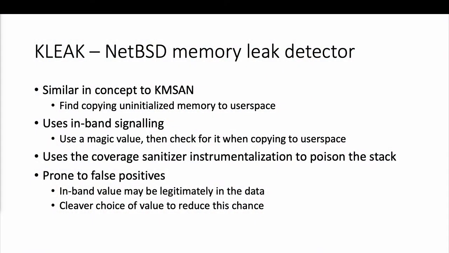Then lastly, for memory allocators, there is kleak, which is similar, but is likely to be deprecated in FreeBSD, because it uses in-band signaling, so you'll get false positives. When you allocate memory, you put a known value in, and on copy out, you check if that value is in the structure you're copying out. They've done some science and looked at the least likely one-byte values to have been copied out and use those and rotate them, and there's a paper on this if you're interested. Because it's in-band signaling, it may get false positives.